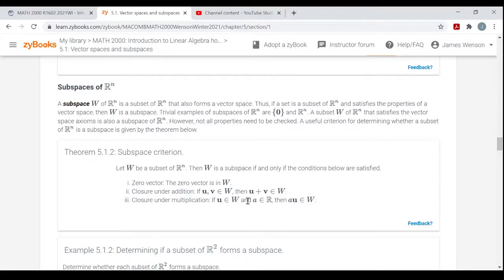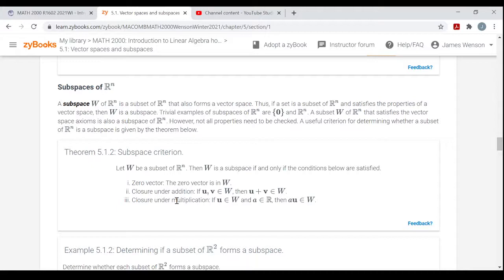If you have those three things, and you know that W is a subset of a larger vector space, the vectors in W are vectors from a larger vector space, then W itself will also be a vector space, will also satisfy all 10 of those properties. But you only need to check 2 of them, the closures. The other properties, 3 through 10, are inherited from the larger vector space.